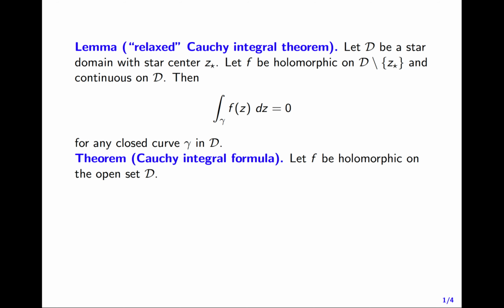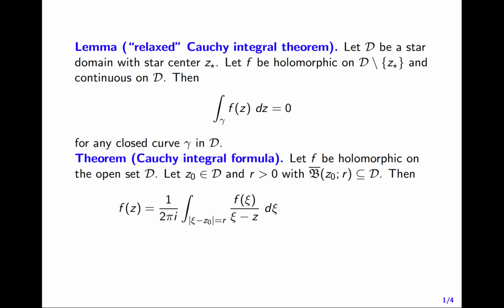So let f be holomorphic on the open set D, and here D doesn't have to be a star domain or even a domain, it just has to be open. And we'll take a point z0 in D and a number r greater than 0, such that the closed ball centered at z0 of radius r is contained in D. Now we know D is open, so that means given any point z0 in D, we can always find an ordinary ball centered at z0 that's contained in D. Here I also want r to be small enough so that the closed ball centered at z0 is contained in D. And then we have the following marvelous formula.